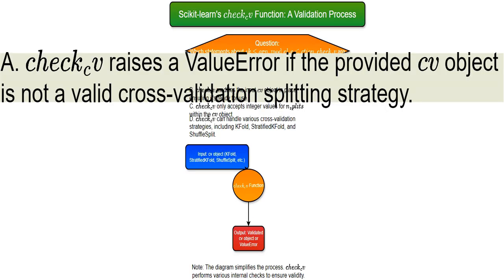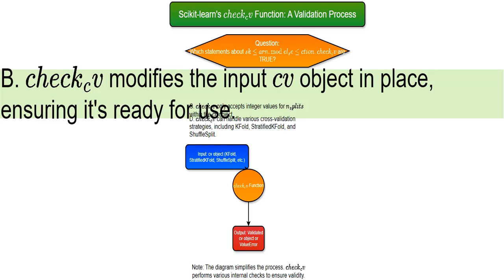The core question of the quiz is presented here. It asks you to identify which statements about the "check_cv" function are correct. This focuses the discussion on the function's behavior and capabilities. This is one of the multiple choice options. It describes the function's error handling mechanism when encountering invalid inputs. The function will throw a value error if the cross-validation method provided is not suitable.